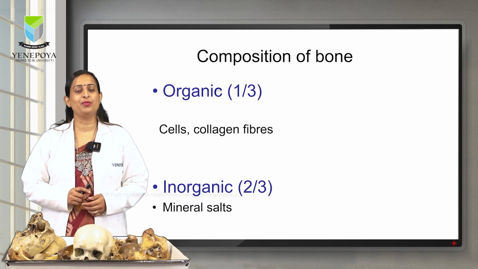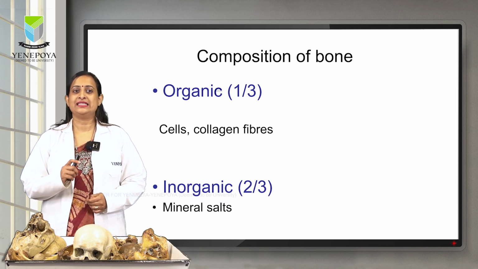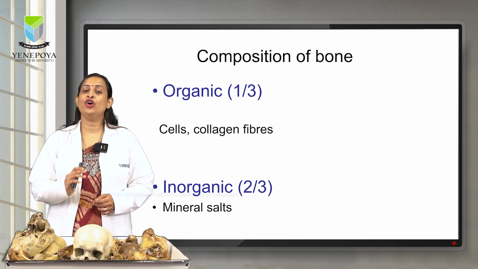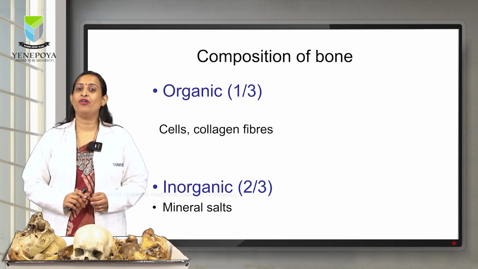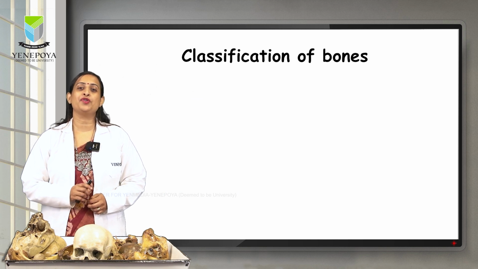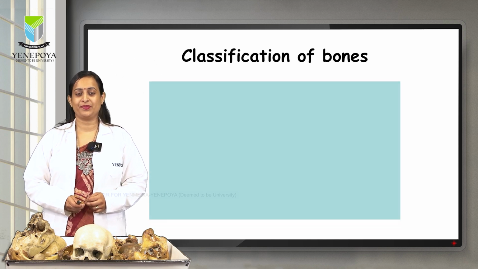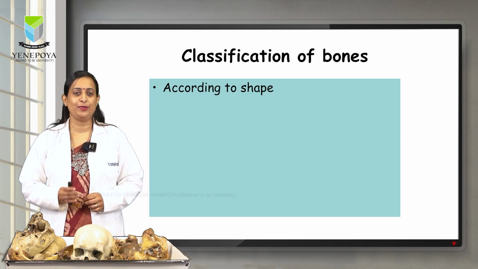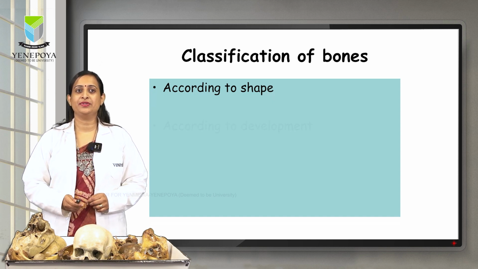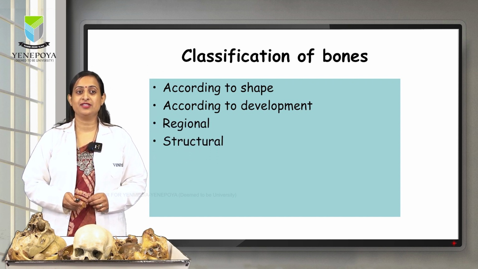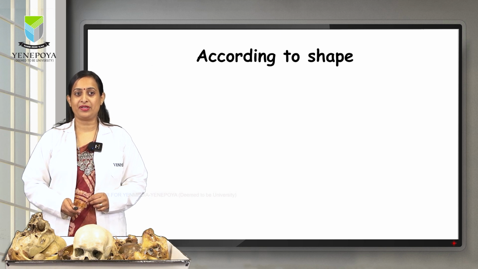The major part of our bones is comprised of the cells and the collagen fibers, that is where the organic part of the bone is, and the inorganic part of the bone is formed of the mineral salts such as calcium. Now let us move on to the classification of the bones. Based on the different parameters, the bones are classified as below: according to their shape, according to the development, according to the region where they are present in our body, according to their structure, according to the microscopic appearance.